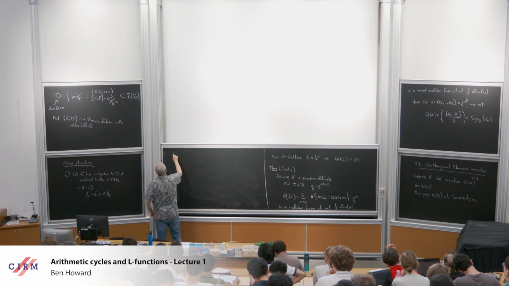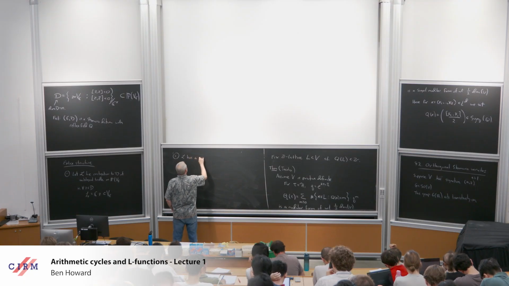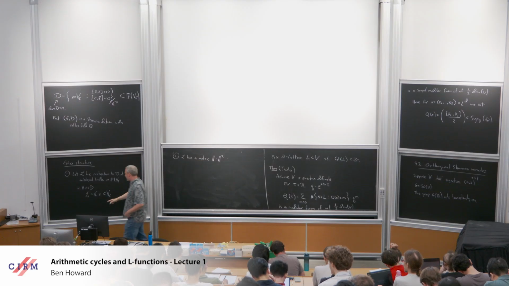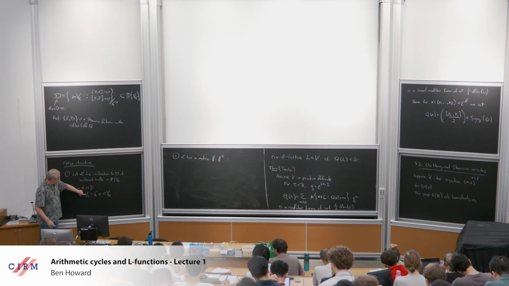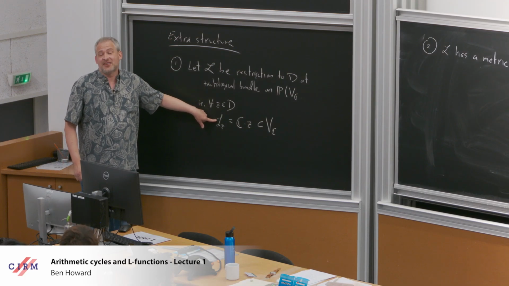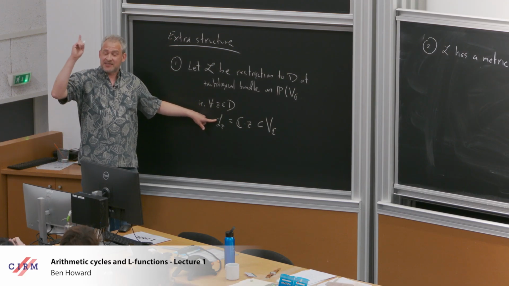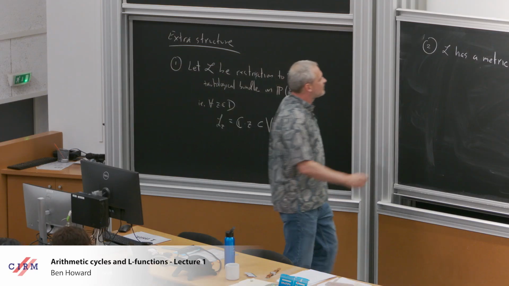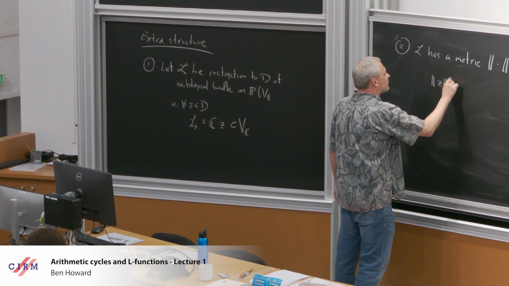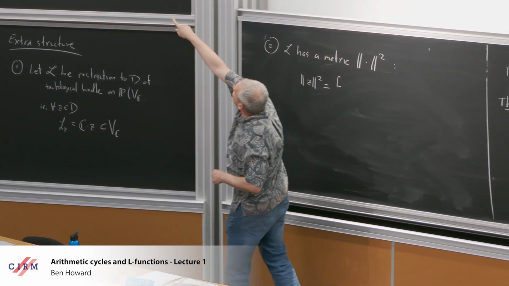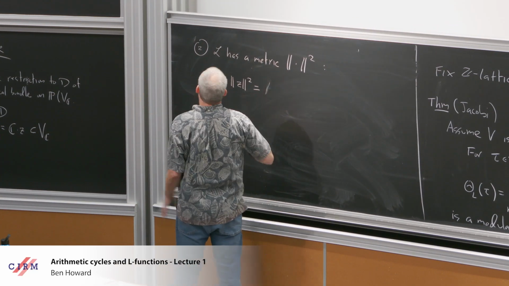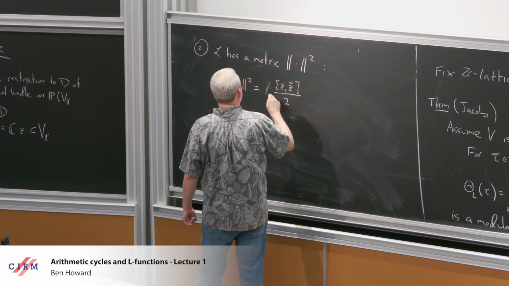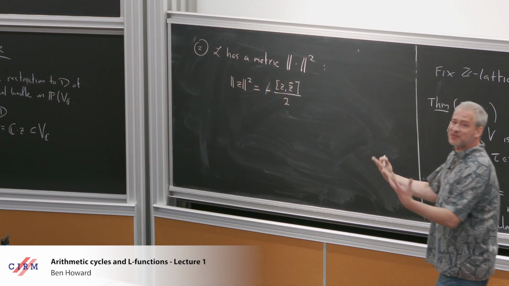2, L has a metric that I'll call norm square. It's a line, so if I want to tell you what the metric is, I just have to tell you what the absolute value squared is of a single vector in the line spanned by Z. So I'll tell you what the norm of Z is. The norm of Z squared is, okay, the definition of D is still there. There's an obvious positive number floating around. I take the inner product of Z with Z bar divided by 2, and then put a minus sign in front. So it's a metrized line bundle.